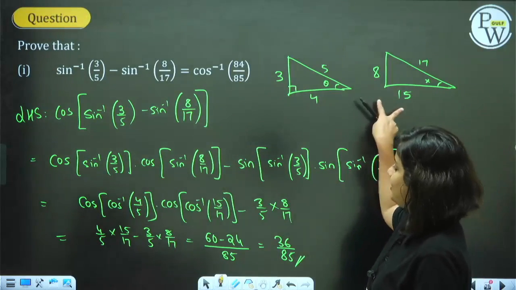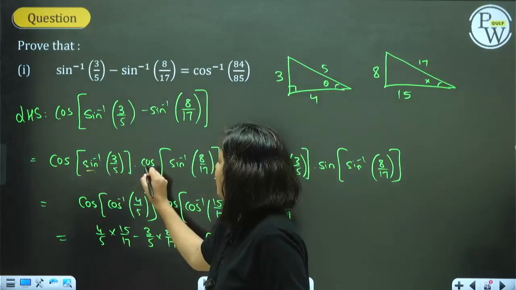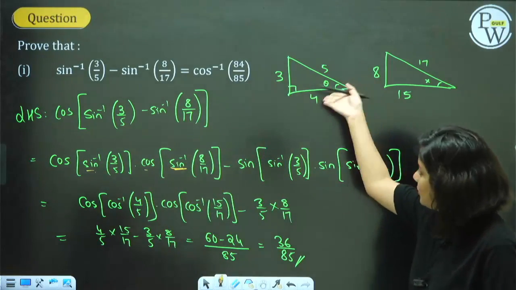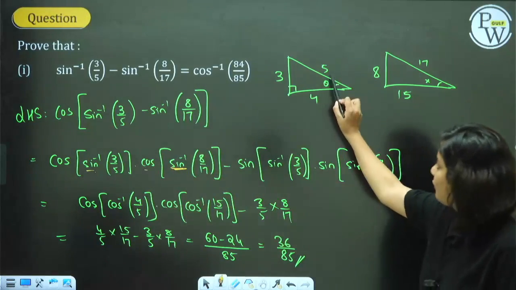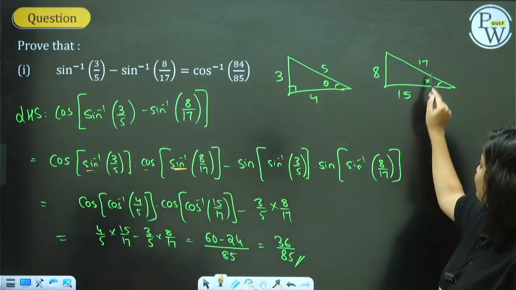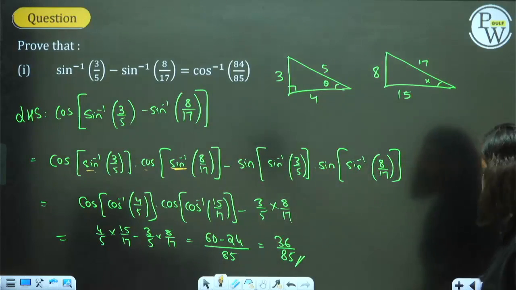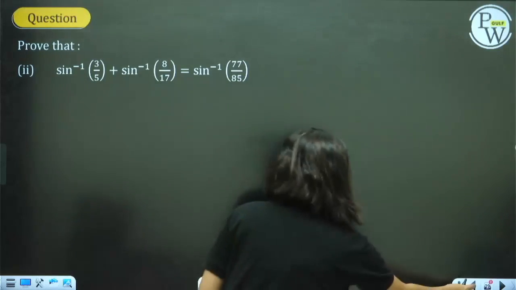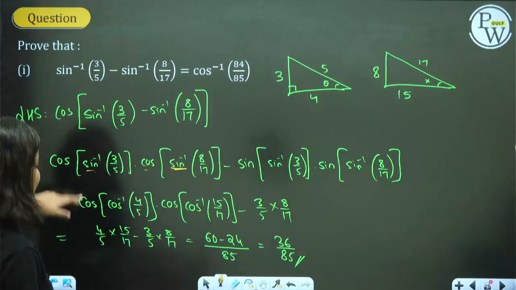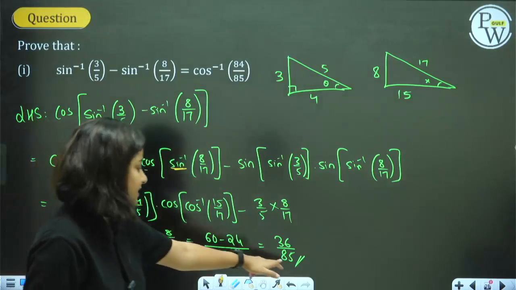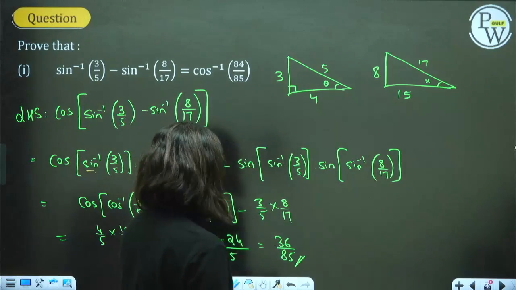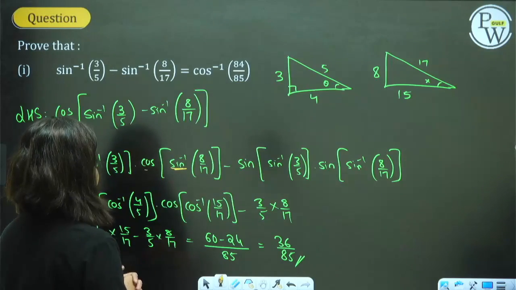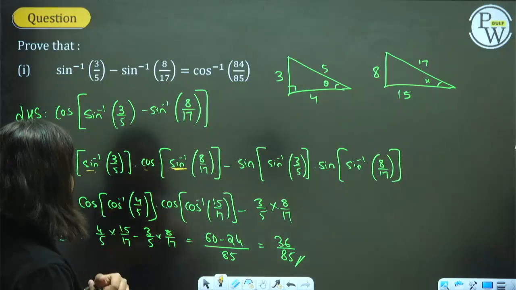We drew two triangles. Here sin inverse and sin inverse were additional. We wanted it in terms of cos. So instead of 3 by 5, we wrote 4 by 5. Instead of 8 by 17, we wrote 15 by 17 and converted it into cos. Similarly, okay, the question is not complete. What do we get? This is your 36 by 85, right? Where is it? We have to prove it to be equal to 84 by 85.